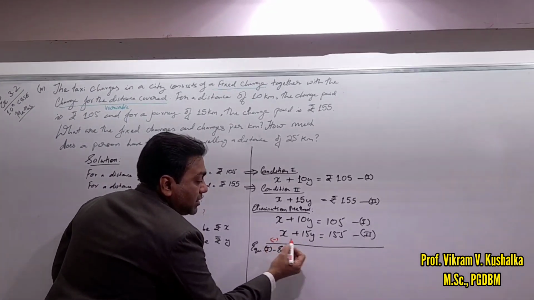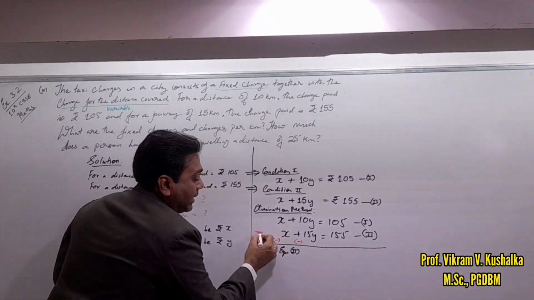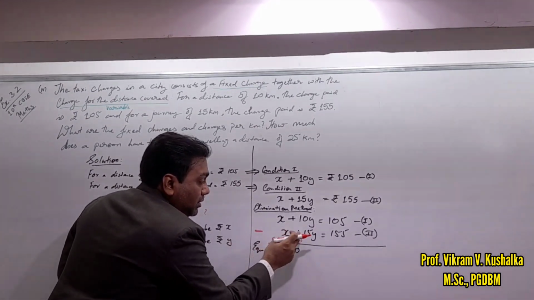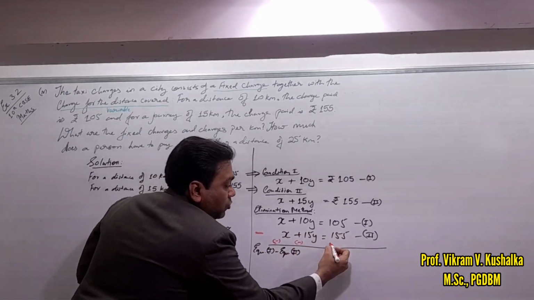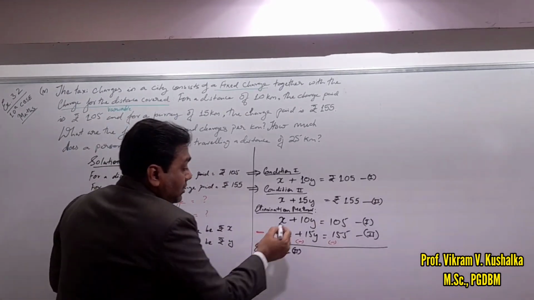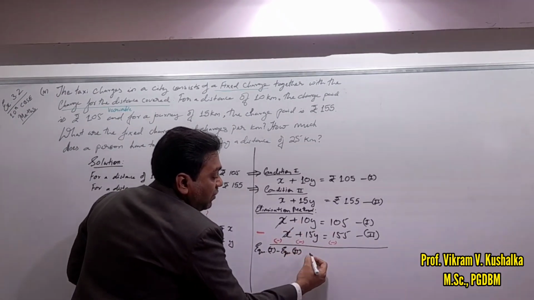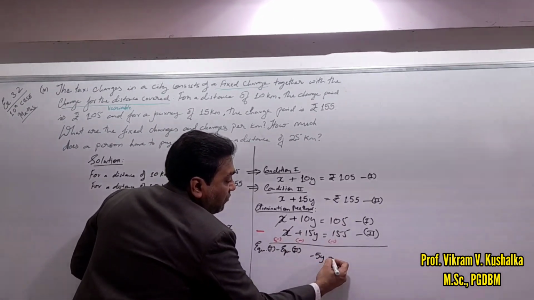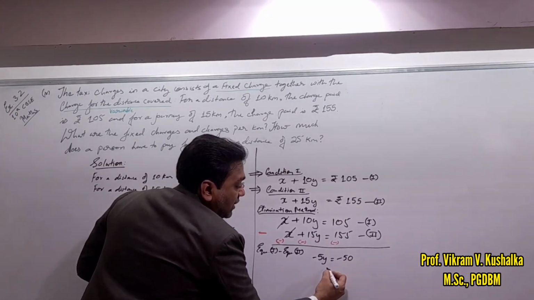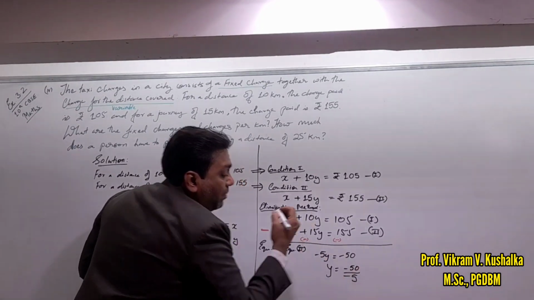Plus turns to minus, plus into minus turns to minus. Why? Because I am subtracting equation 1 minus equation 2. So each of the terms of equation 2 will encounter a sign change, right? Now this x and x gets cut. 10y minus 15y gives you minus 5y. 105 minus 155 gives you minus 50. So you get y is equal to minus 50 over minus 5.